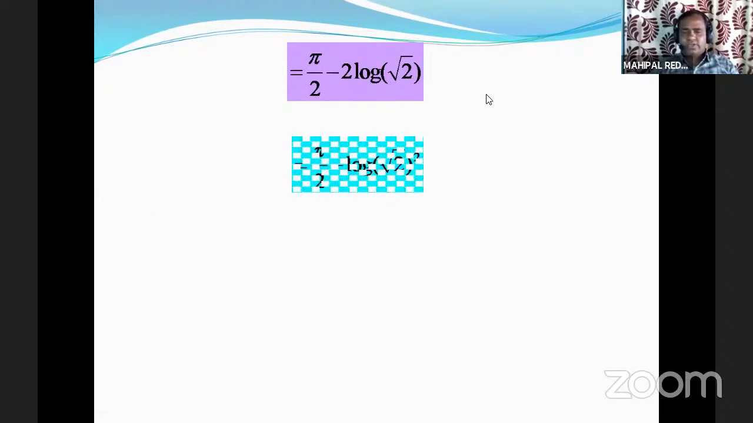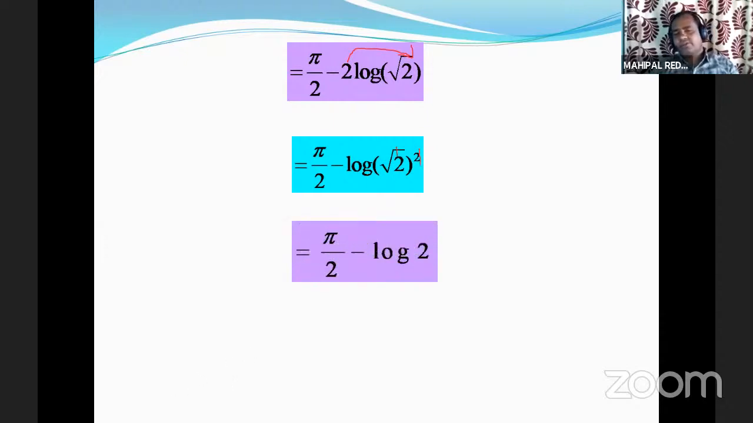So it is remaining now pi by 2, because 2 ones are 2, 2 fours are 8, minus 2 log root 2; log 1 value is 0, no need to write it here. So it is logarithm: the coefficient becomes the exponent, especially in the logarithm. It is minus log root 2 whole square. Root 2 whole square, root and square get cancelled. It becomes pi by 2 minus log 2.